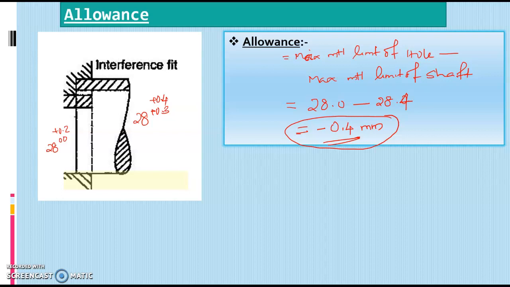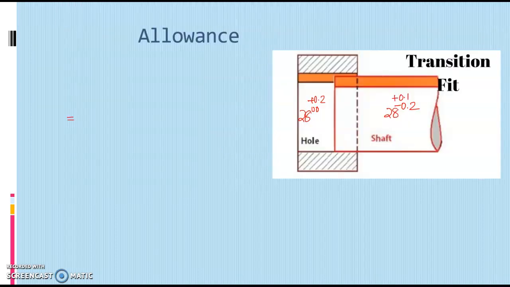In this picture we can show the allowance as this one, that is, this corresponds to the minimum size of the hole and this corresponds to the maximum size of the shaft, and this distance is actually the allowance. Finally, we consider an example of a transition fit.